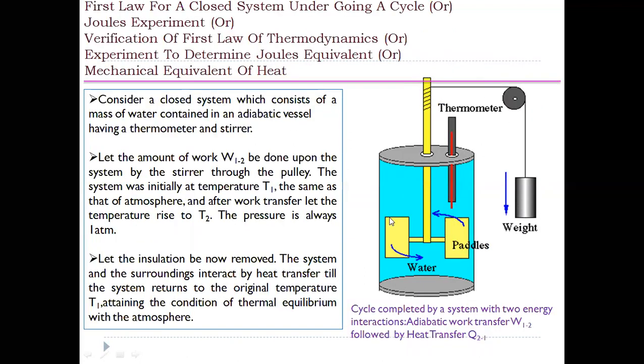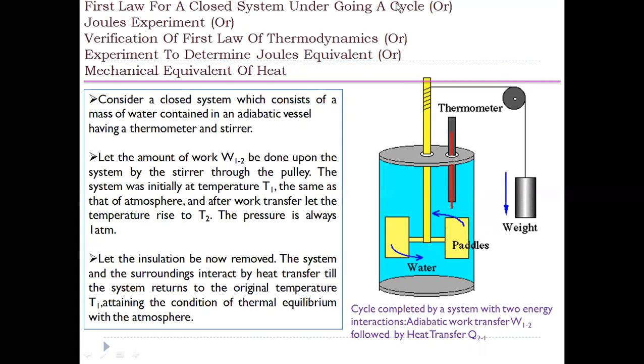So this is the basic experiment for the first law of thermodynamics. This experiment has different names. The first name is first law for a closed system undergoing a cycle. A closed system is a system in which there is no mass transfer, there is only energy transfer. That means work and heat can interact, but there is no flow of water into or out of the system.